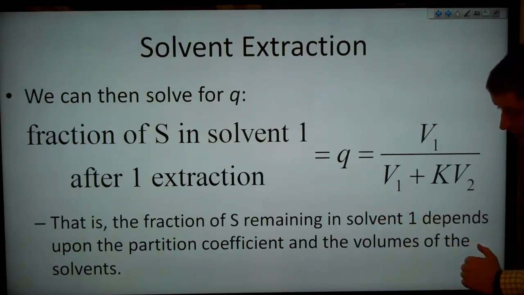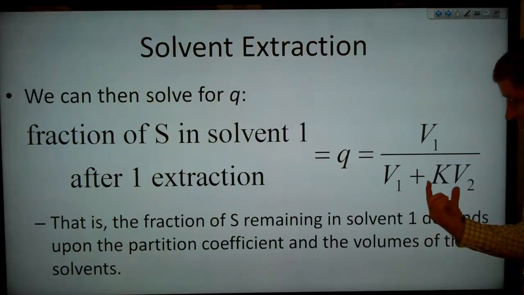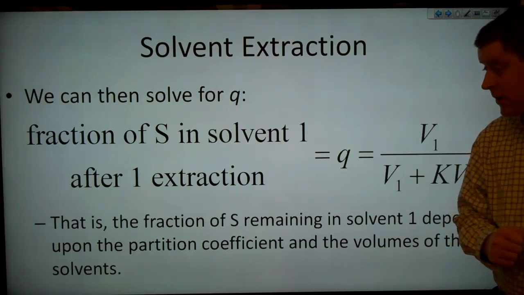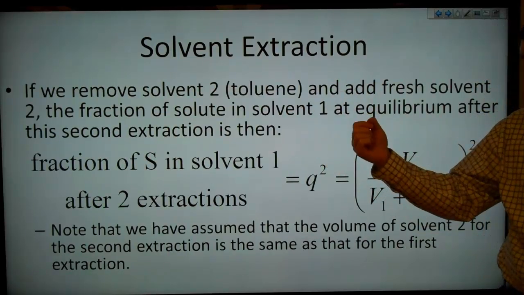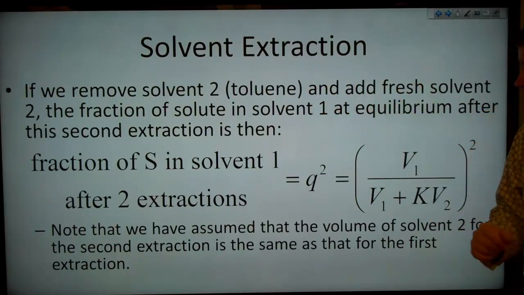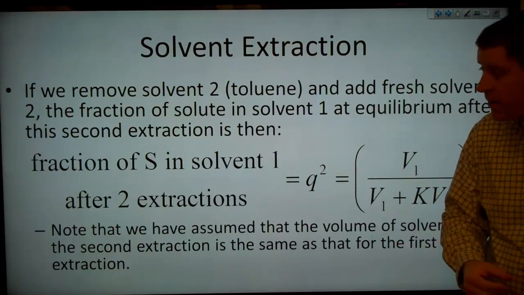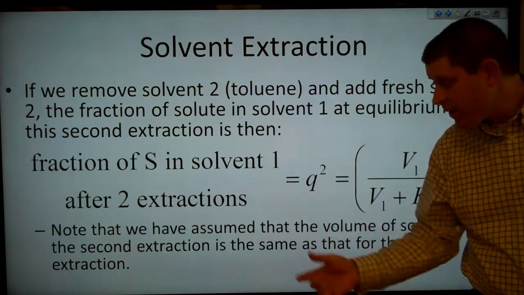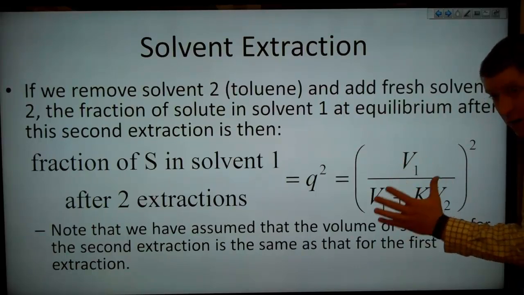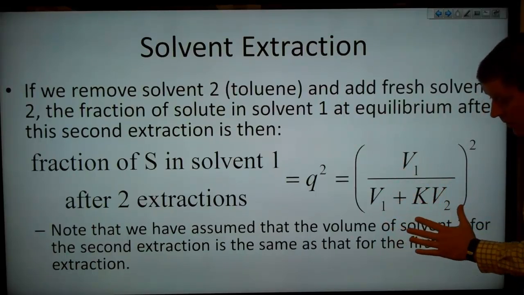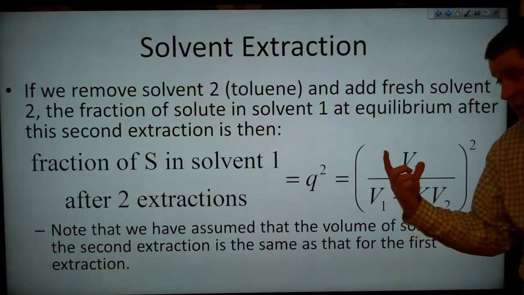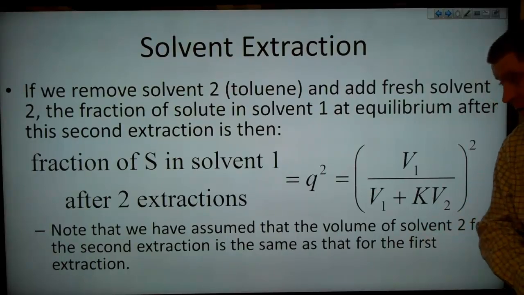That is, the fraction of S remaining in solvent 1 depends upon the partition coefficient and the volumes of the two solvents. If we then remove solvent 2, the toluene, and add fresh solvent 2, toluene, the fraction of S in solvent 1 at equilibrium after the second extraction, the fraction of S in solvent 1 after two extractions, is Q squared. This is the square of our expression on the last slide, the square of V1 over V1 plus K V2. Note that we've assumed that the volume of solvent 2 for the second extraction is the same as that for the first extraction.